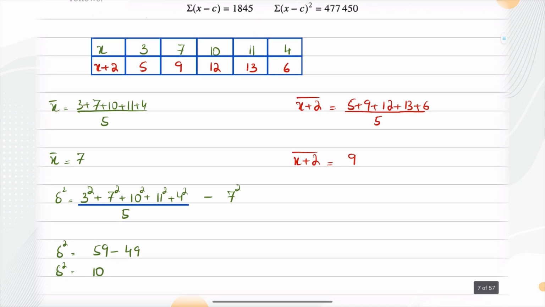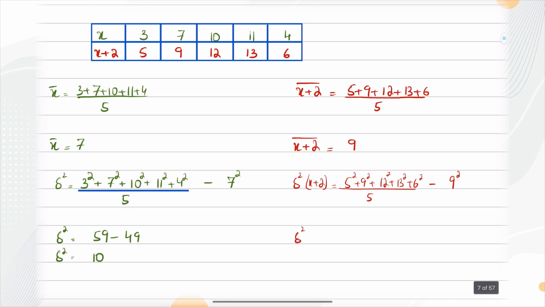of the new data set. So now I'm calculating the variance, except this time I'm doing it for x plus 2. That means 5 squared plus 9 squared plus 12 squared plus 13 squared plus 6 squared, divided by the number of terms, which happen to be 5, minus the mean squared. Now, what mean am I going to subtract? Obviously, since I'm calculating the variance of this data set, I will subtract the square of the mean of this data set only, or the new mean, basically.